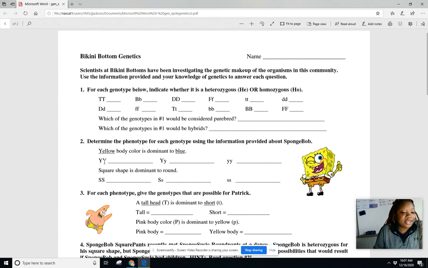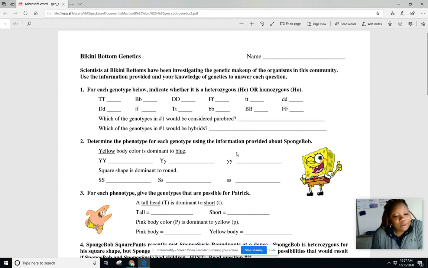If you said dominant, you are correct. So the dominant color is yellow. So you will write yellow right here. Big Y, little y. How do you read that? Dominant or recessive? If you said dominant, you are correct. Because the big Y always covers the little y. The big letter always covers the little letter. So you're going to write yellow as SpongeBob's color.